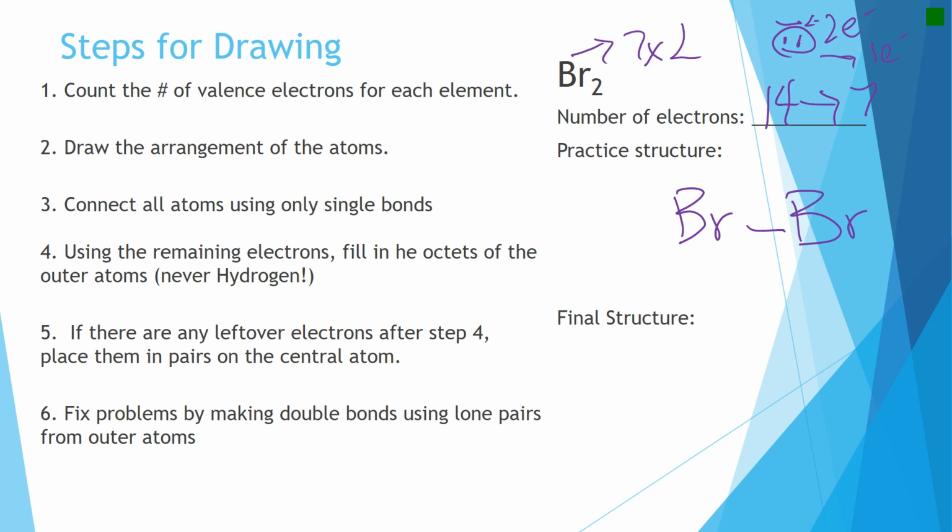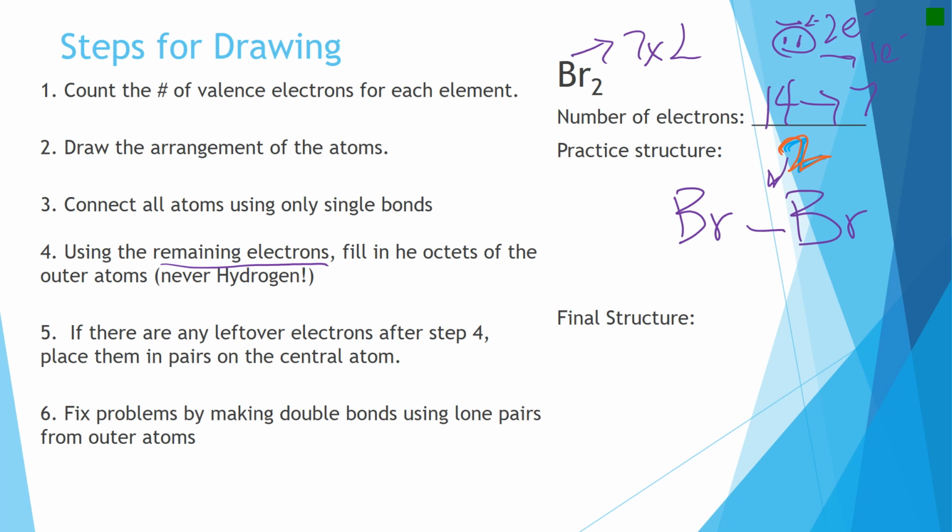And then it says using the remaining electrons. So far, this represents a single bond. Okay, why is it a single bond? Because you only see one line. And that represents the use of 2 electrons.